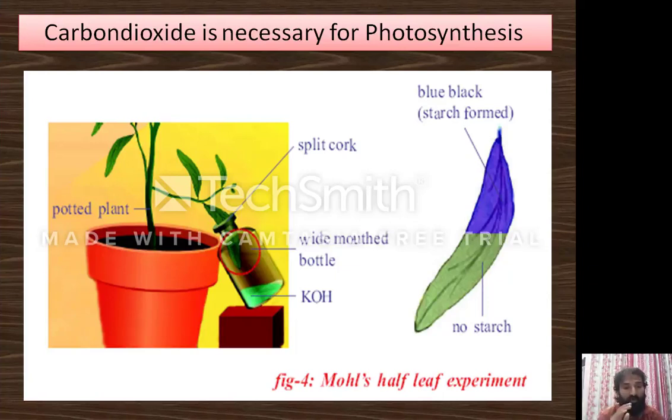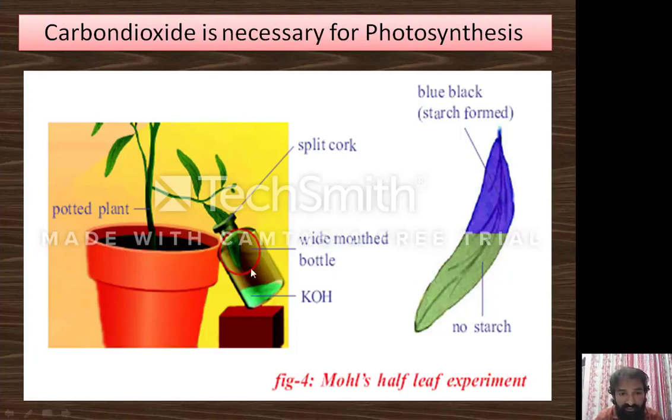After 8 hours, we can take the leaf of plant A, and also take a leaf from plant B. Here we take the two plants. One is in pot A, fitted with the wide mouthed bottle, and we take that leaf. As usual we take a leaf from the other plant, which was normally kept in the sunlight after destarching. Both plants are involved in photosynthesis. Now we take both leaves.